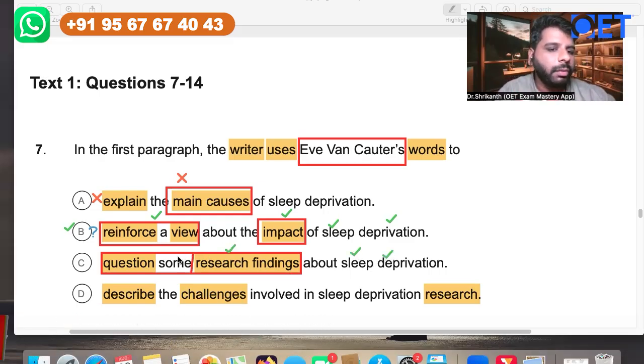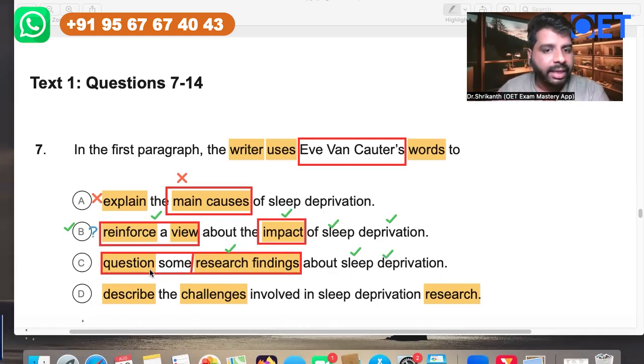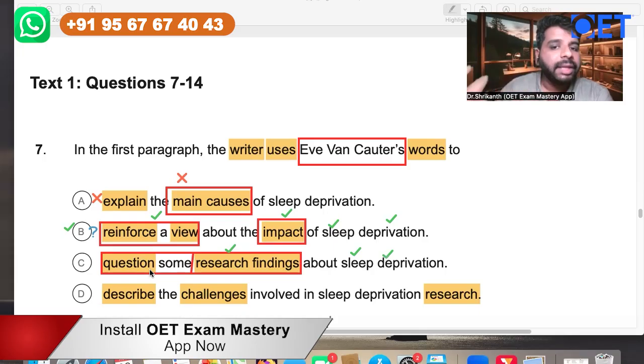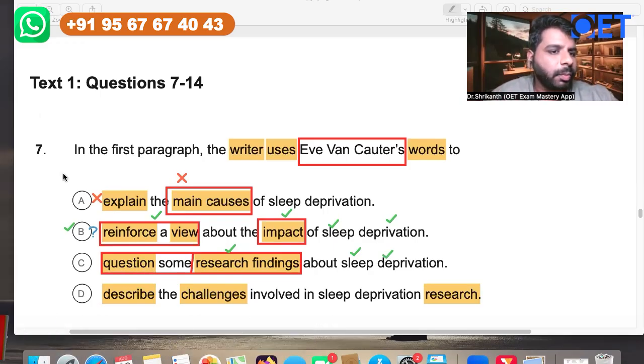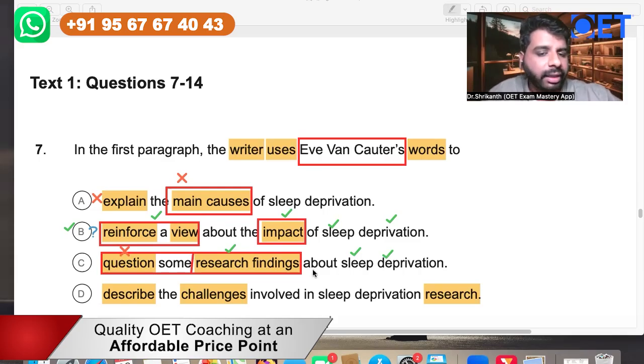But what is the verb over here? What is the action over here? Question. Is he doubting? Is he disagreeing with the research findings? No, he is actually agreeing with them, right? He's actually supporting them. He is saying sleep deprivation causes a myriad of health burdens. So it is the exact opposite of questioning. It is a direct contradiction. He is not questioning these findings of sleep deprivation. So for that reason, answer option C is eliminated, right?